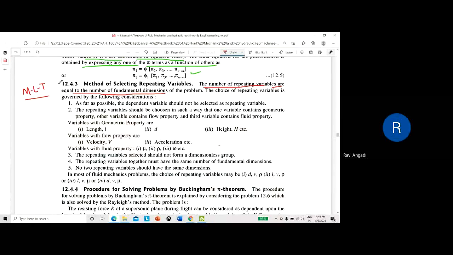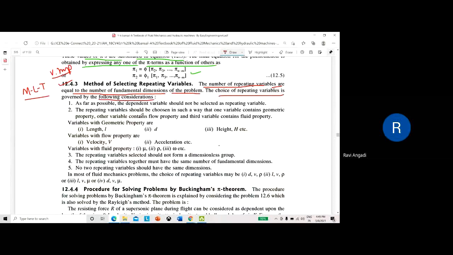The number of repeating variables is equal to the number of fundamental dimensions. So please all of you note it down. This also is very important. They will be asking it many times in the exam. Write about the repeating variables, how to choose the repeating variables, method of selecting the repeating variables. So many times this question will be asked, how you will choose the repeating variables in the Buckingham pi method. See, the repeating variables are equal to the number of fundamental dimensions of the problem. Then the choice of repeating variable is governed by the following considerations.